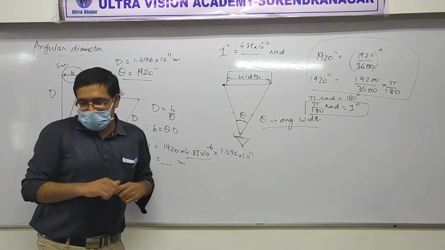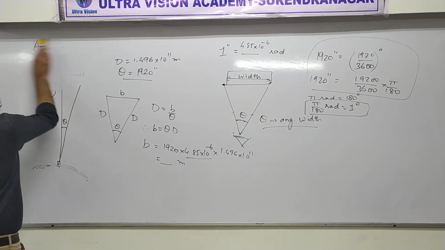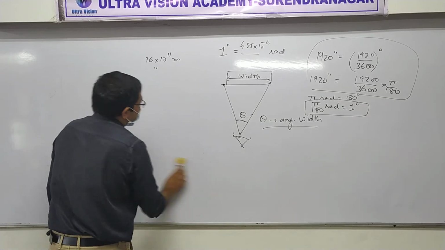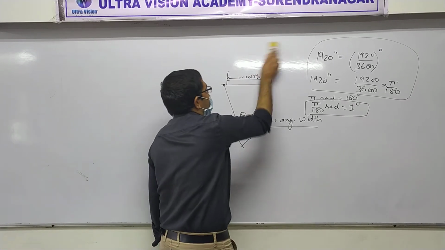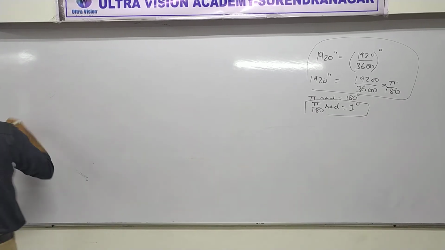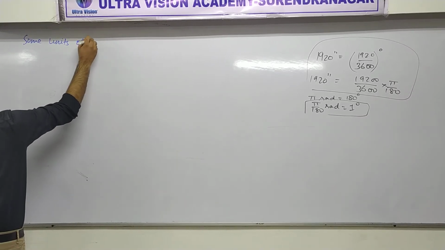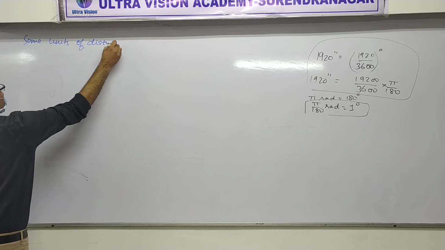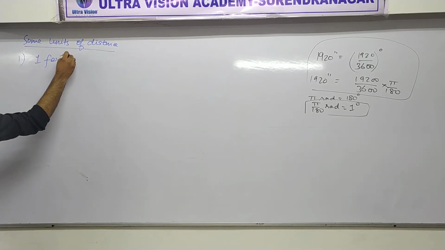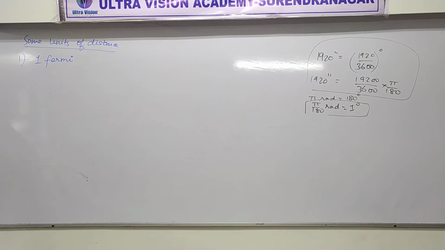Now, I am going to teach you about a few units of distance, because some of them are very large. That's why I didn't do them earlier. Some units of distance or length. Number one. We'll start with a very small unit called Fermi.